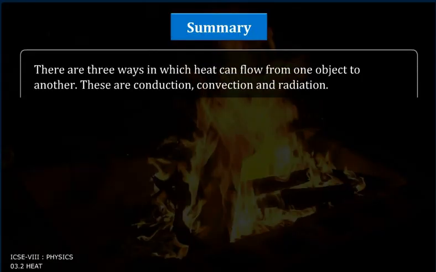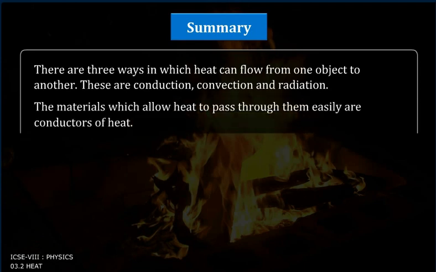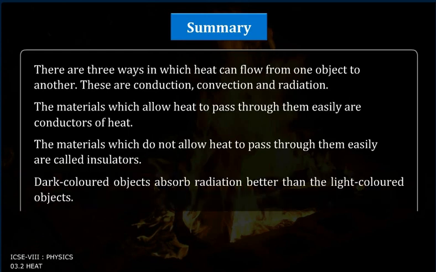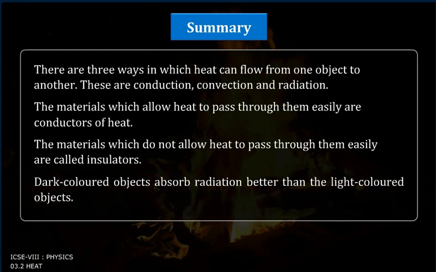Summary. There are 3 ways in which heat can flow from one object to another. These are conduction, convection, and radiation. The materials which allow heat to pass through them easily are conductors of heat. The materials which do not allow heat to pass through them easily are called insulators. Dark-colored objects absorb radiation better than the light-colored objects.